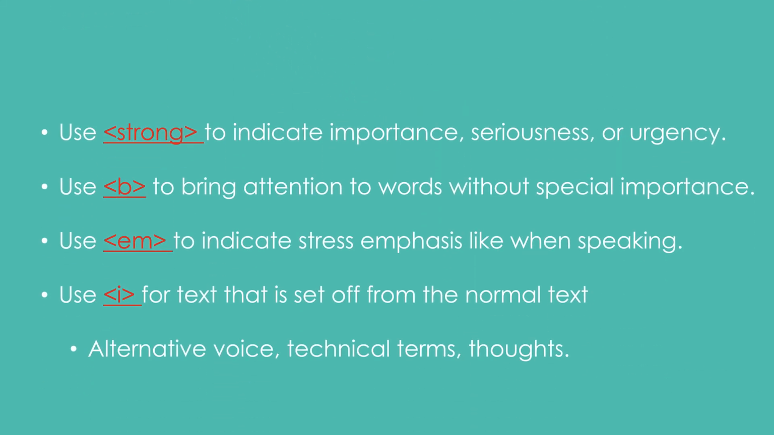So some general rules here to reiterate. Use the strong element to indicate importance or seriousness or urgency of something. The bring attention to element to bring attention to words that don't have any special importance, but you just want to bring people's attention to them. The emphasis element to indicate stress emphasis, things that are really important, right, or just emphasized more than others. And the idiomatic text element to set off text from normal text, like alternative voice, technical terms, thoughts, things like that.